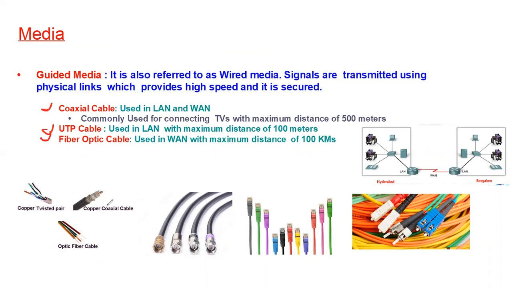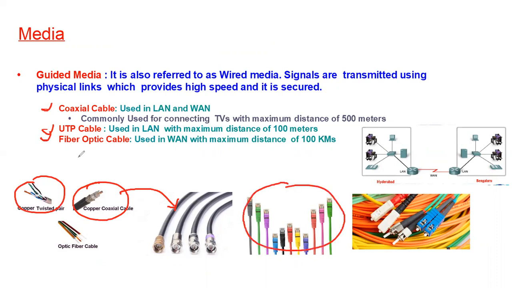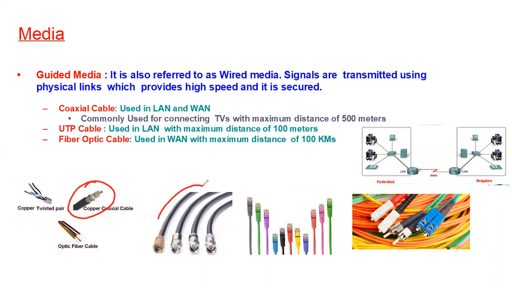This is the example of coaxial cable. This is the UTP cable. This is the example of fiber optic cable. All right, this coaxial cable is used in LAN and MAN, and nowadays it is commonly used for connecting TVs. The maximum distance, the range of this coaxial cable, is 500 meters. If it exceeds 500 meters, it will drop the signals.